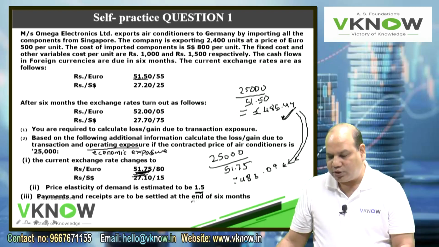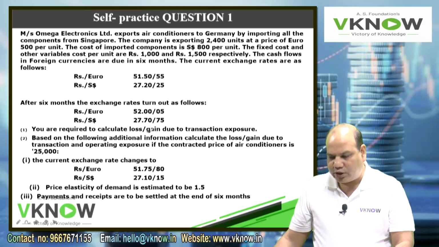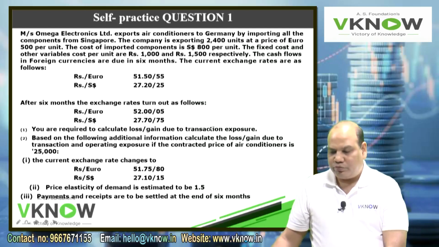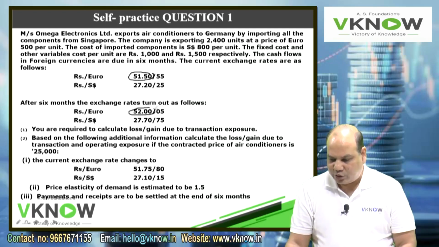Payments and receipts are to be settled at the end of the 6 months. All receipts are at the end of 6 months. First question is very easy. Calculate the gain or loss due to transaction exposure. Now here we don't have to worry about economic exposure etc. As I have told you, as an exporter we will gain 50 paise per euro. As an importer we will lose 50 paise per Singapore dollar multiplied by number of Singapore dollar into quantity.